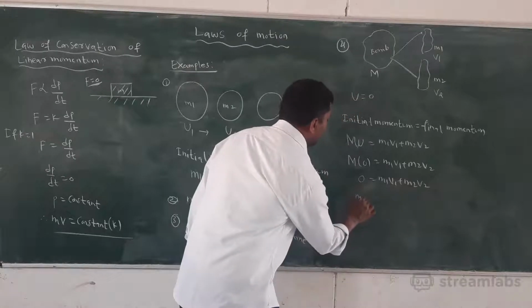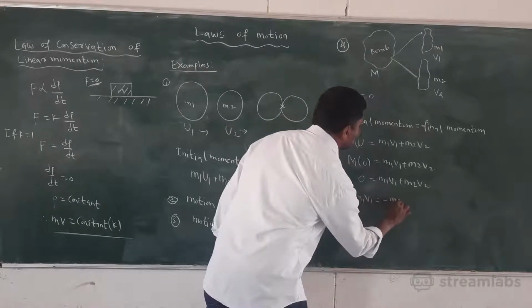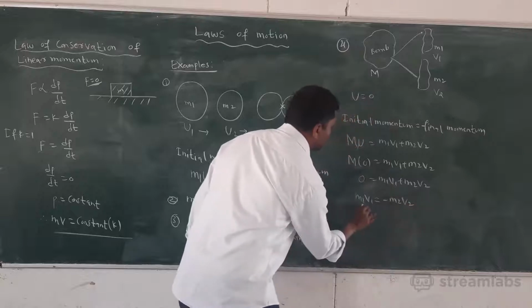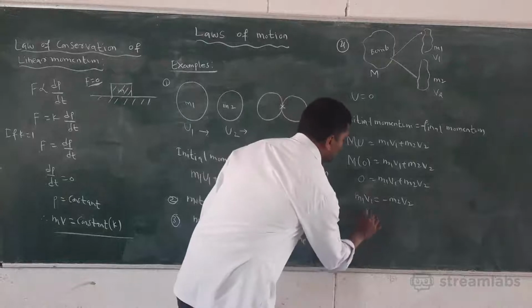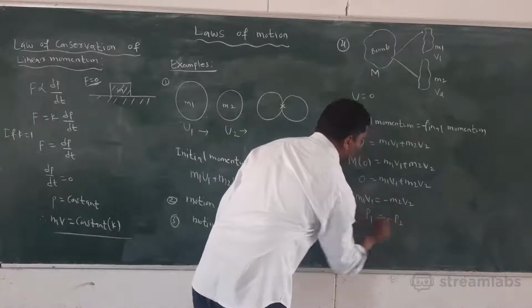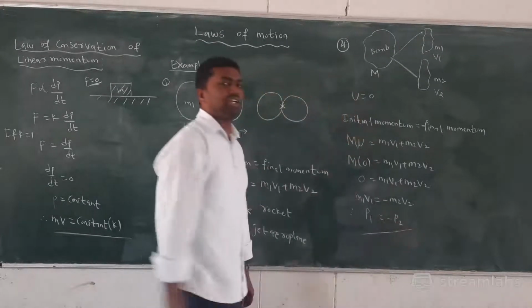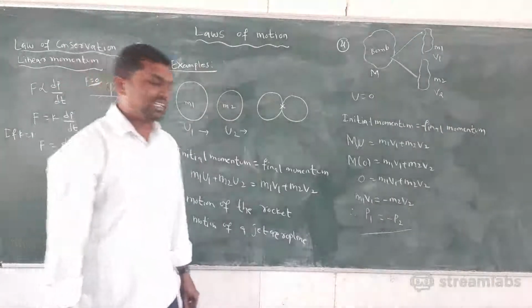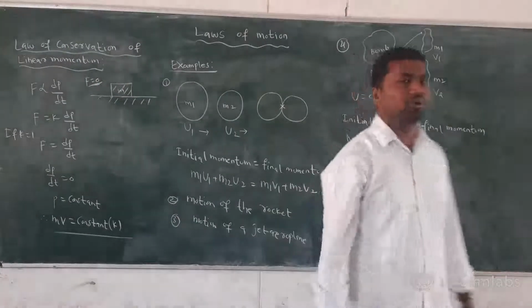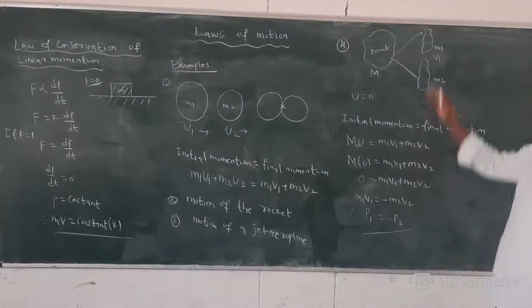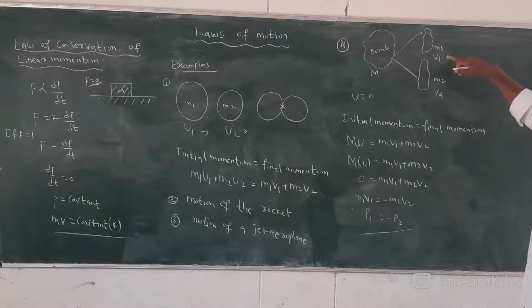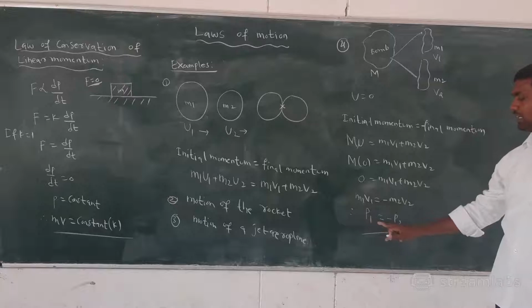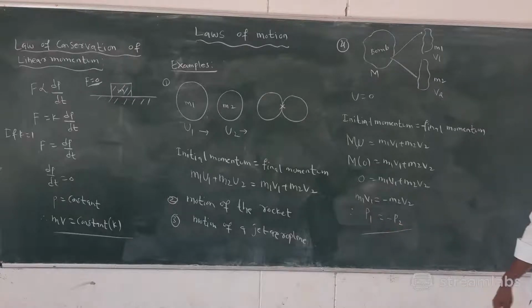Now we can write m1 v1 is equal to minus m2 v2. Mass into velocity is called momentum. So p1 is equal to minus p2, where the negative symbol is explained by the fact that when the bomb explodes, the pieces travel in opposite directions. So the initial momentum is equal to minus the final momentum.